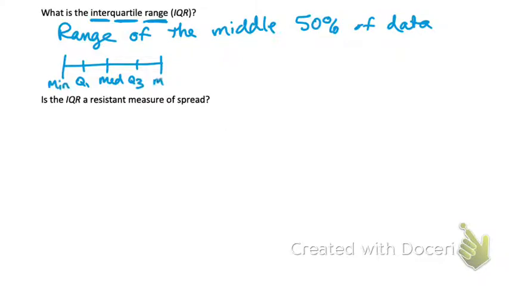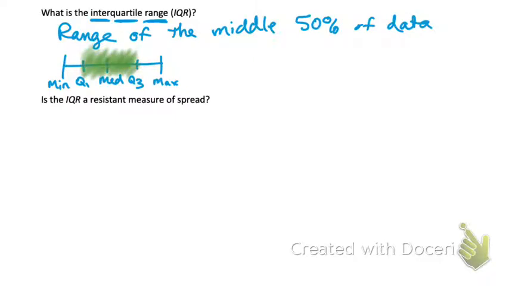Okay, so here's our values. We've got our minimum, our Q1, our median, our Q3, and our maximum. And I want to find the middle 50% of the data. Where does the middle 50% of the data start? Q1. Where does it end? Q3. Very good. So this is my middle 50%.